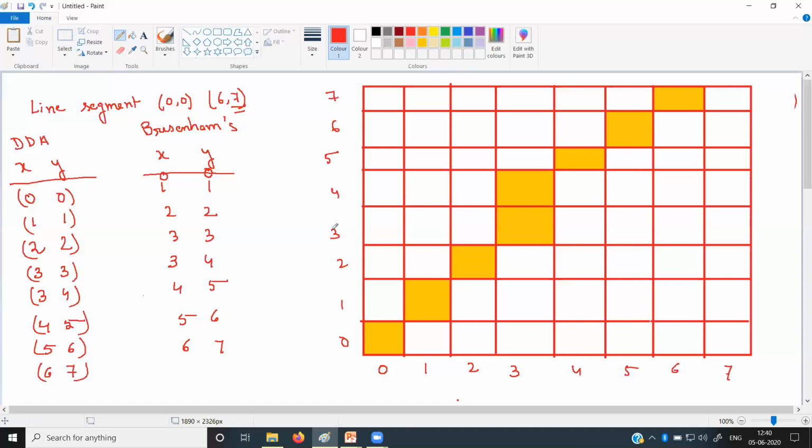So I think it is clear to you. Now, if you have any question, you can ask me, and practice the problem. You can get many problems from the books. You can get the problems from the net also. So you can practice the problem, find out the points and plot it, and then you can clearly understand. So that's all for today's lecture.